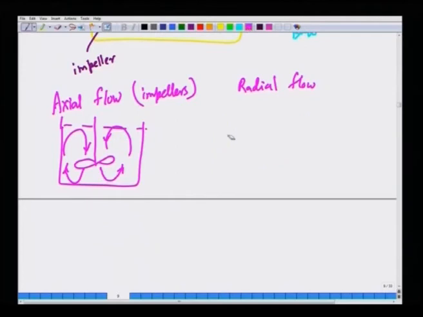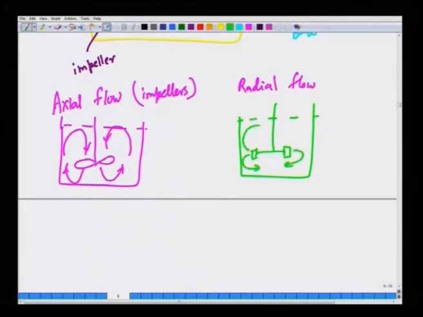In contrast, radial flow impellers will look like this. This is the free surface. The fluid will go out like this and then come in like this. Okay. So, this pushes the liquid radially and tangentially. There is no vertical motion at the impeller. Okay. Here at the impeller there is vertical motion. Okay. And that is the key difference between these two impellers.